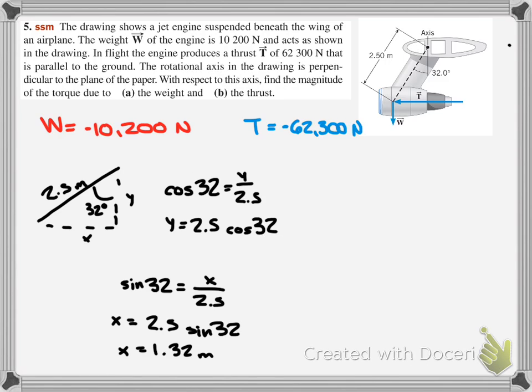Now I'm gonna make this color coded depending on which one goes with which. So the y goes with the thrust and the x goes with the weight because of the way it's set up. Since the weight is pointing down and the x is horizontal, those are the two that you want to multiply. And since the T is horizontal and the y is up and down, they're perpendicular, so those are the two that you want to multiply. So now you gotta find the torque by multiplying negative 10,200 newtons.